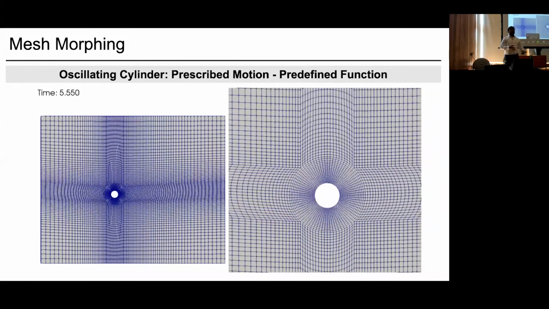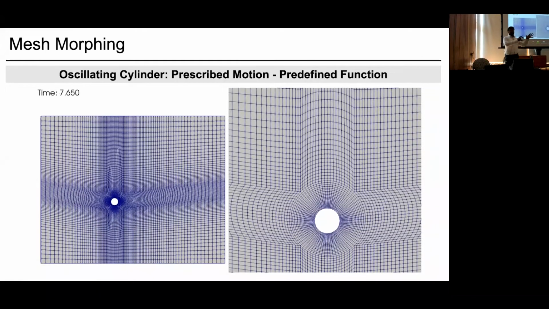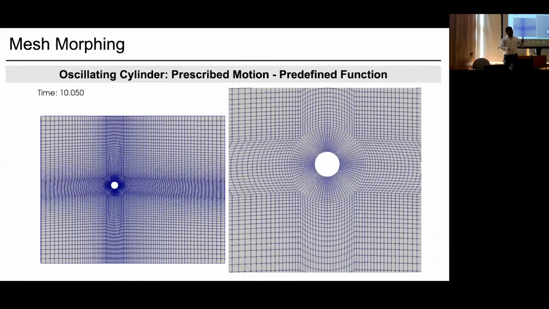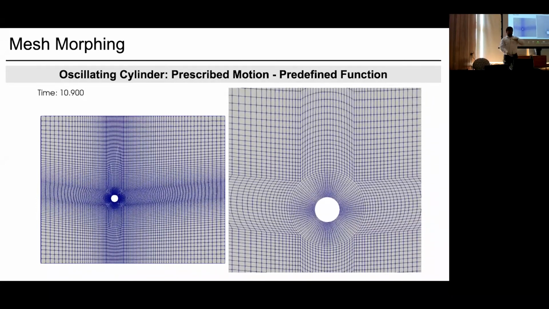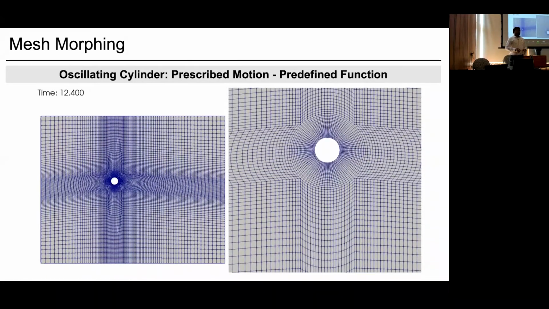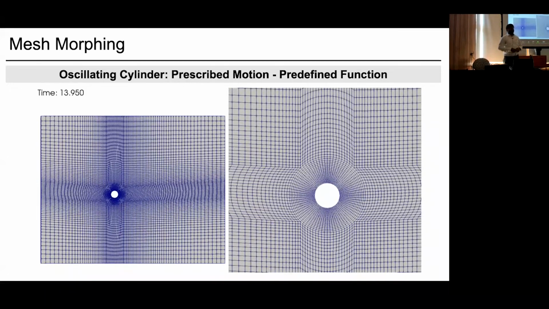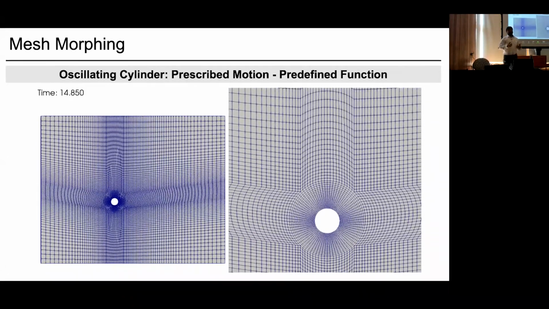There is a dictionary called mapFields, which can map the solution from one setup to another. You can restart the solution with the remeshed problem and continue till the mesh gets bad, and then you restart again. This is not an automated procedure. It is not robust, and it has to be done manually.